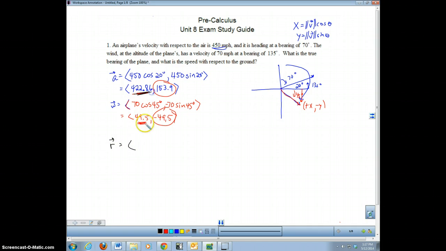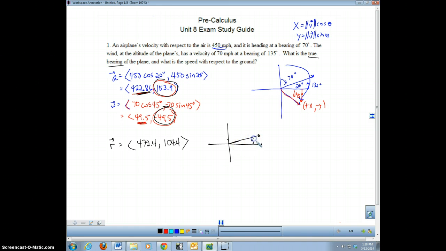So 422.86 plus 49.5, which is going to be 472.4. Then 153.9 minus 49.4 is 104.4. And again, we're adding them, so when we add a negative, it makes it smaller. So now this is our resultant vector, which is the true bearing. If I plotted this, I would go 474, that would be out here, and positive 100, so it would be something like this. That would be my vector.